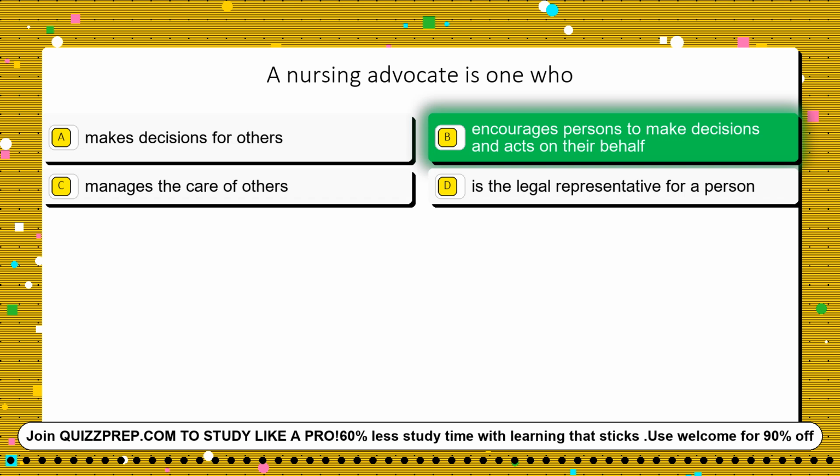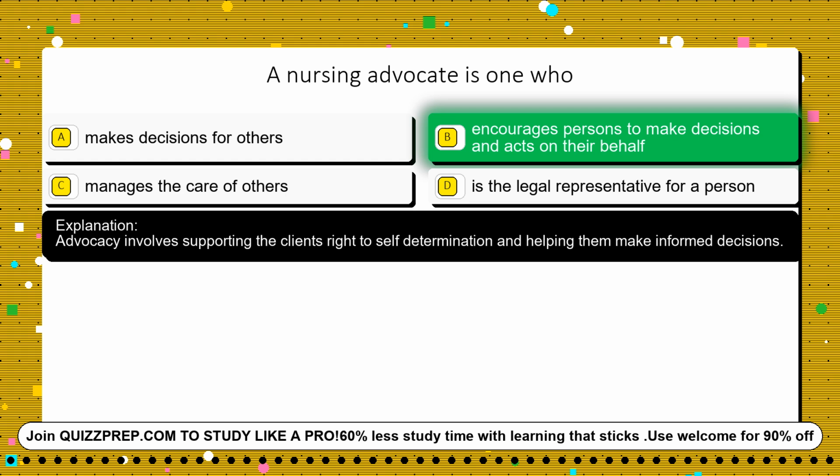The correct answer is option B. Encourages persons to make decisions and acts on their behalf. Advocacy involves supporting the client's right to self-determination and helping them make informed decisions.